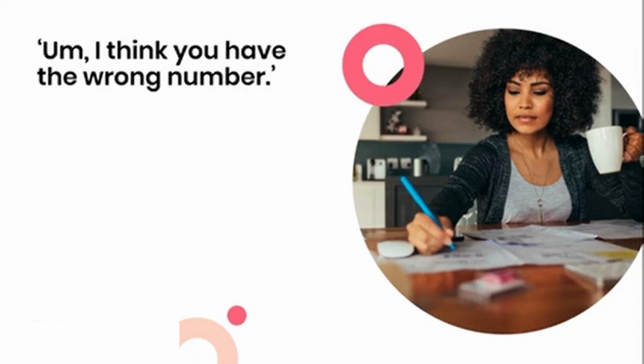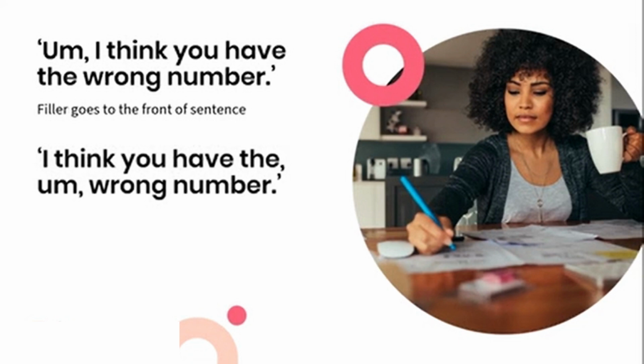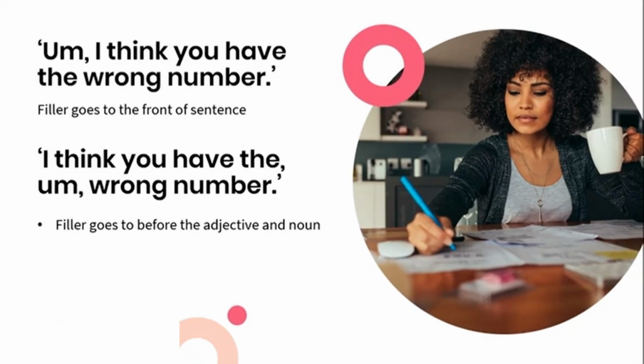Do you see how the filler word goes to the front of the sentence? You can also put it somewhere else. I think you have the wrong number. Here, the filler goes before the adjective and noun. It doesn't matter where you place the filler in this context. In natural speech, you would simply place the filler at whichever point you hesitate.